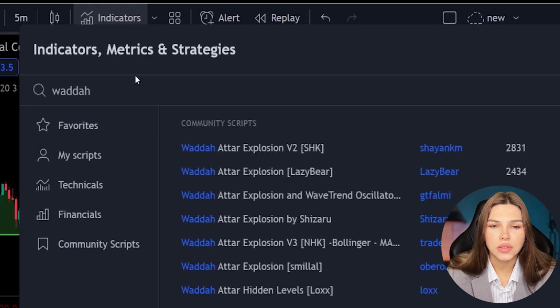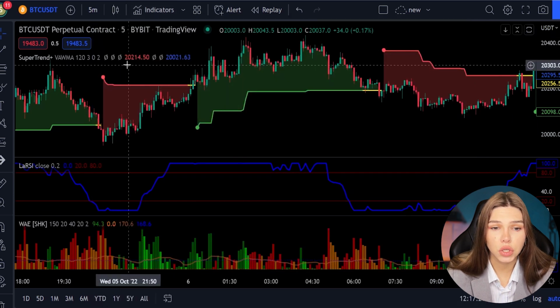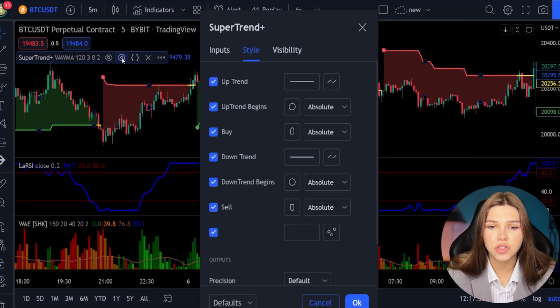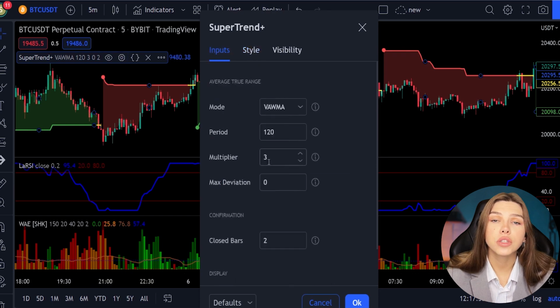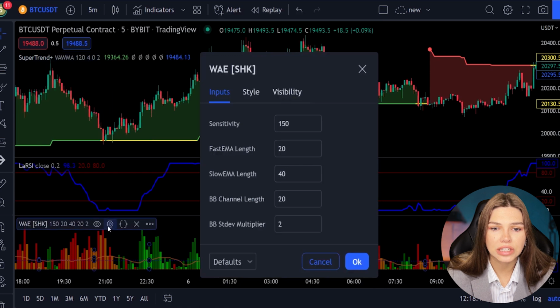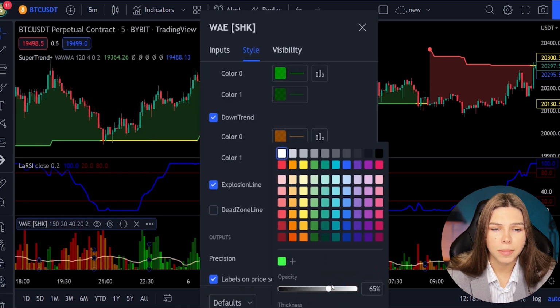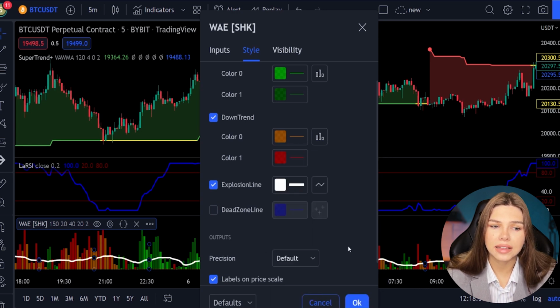Now we need to change the settings on these indicators. Here we'll go into settings for Super Trend Plus and change the Super Trend multiplier from 3 to 4. And now in settings for Water Explosion, in the style section, let's get rid of the dead zone and make the explosion line a bit more visible. Now our charts are set and we can get into the strategy.